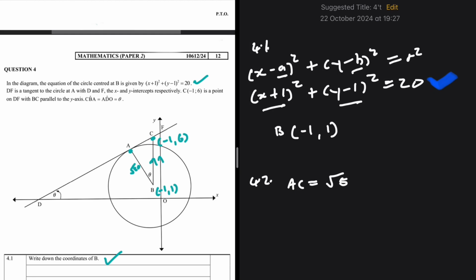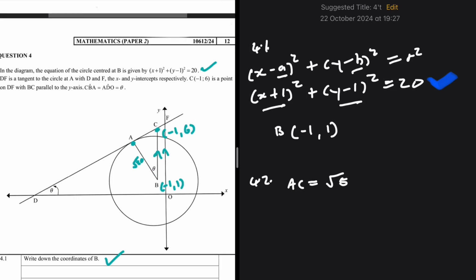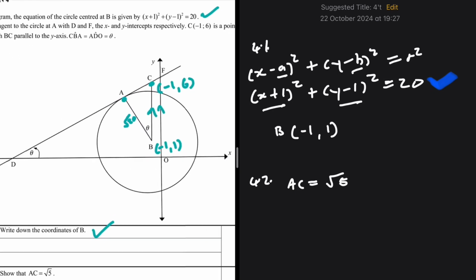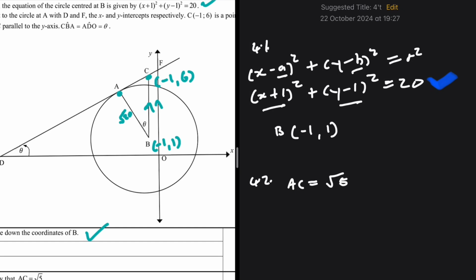Angle CBA is theta, that angle given to us there. It is equal to angle ADO, this angle there. They have the same size already, so we can just leave them. I think it will be easy to see. So we are looking for AC. This is what we are interested in. We have AB, and then we're given the coordinates of B and C. So I think we can use the theorem of Pythagoras here. Let me show you why.